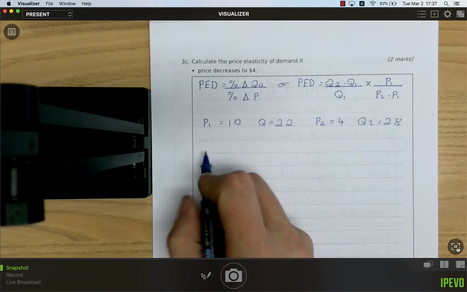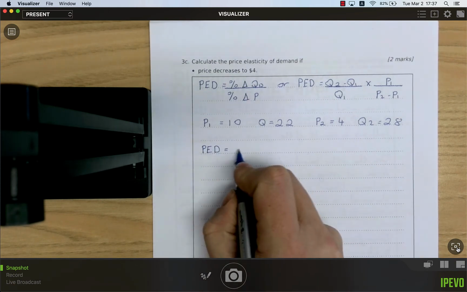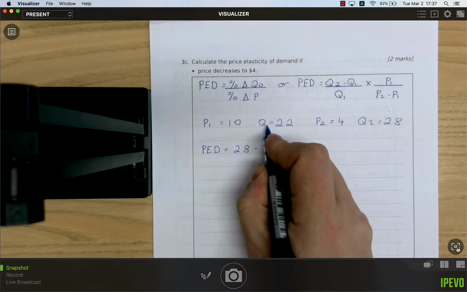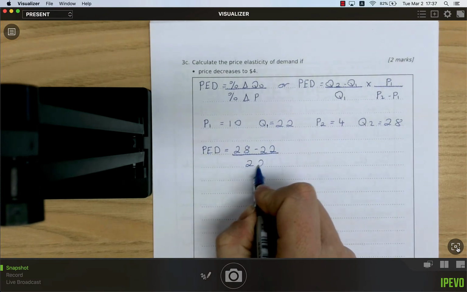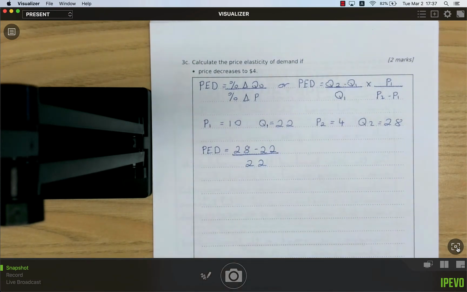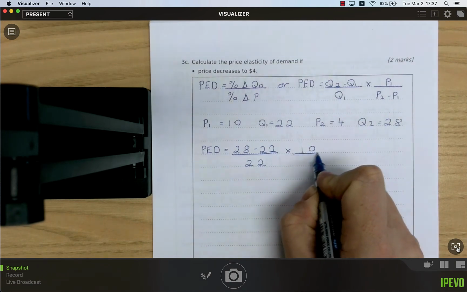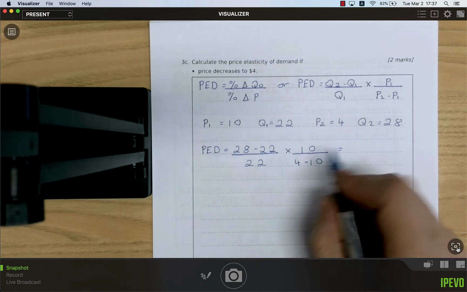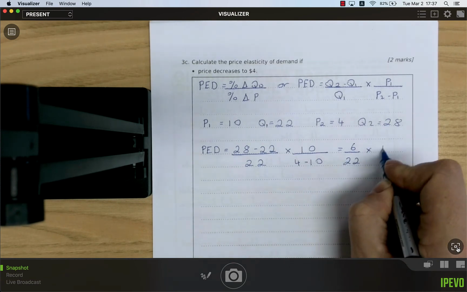Now, what we've got here is PED equals Q2, which is 28, minus Q1, which is 22, all over Q1, which is 22, okay, which is fantastic, multiplied by P1, which is 10, over P2, which is 4, minus P1, which is 10. So what we have there now is 28 minus 22 is 6 over 22, multiplied by 10, over minus 6.